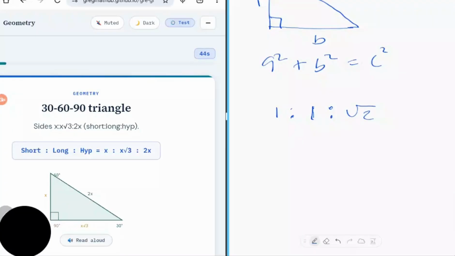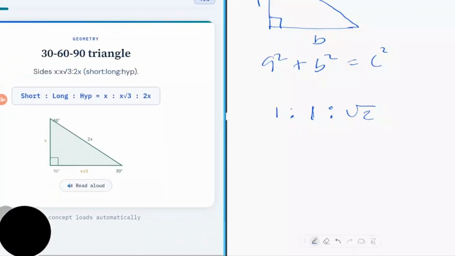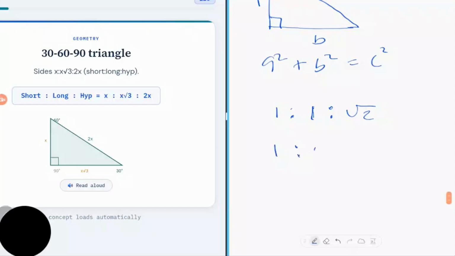Another similar concept will pop up now: the 30-60-90. Of course, 30 plus 60 plus 90 is 180. You see short leg, long leg, hypotenuse. The ratio of the short leg, long leg, and the hypotenuse is 1, root 3, 2. You get 10, 10 root 3, 20. So that is how to use that ratio.